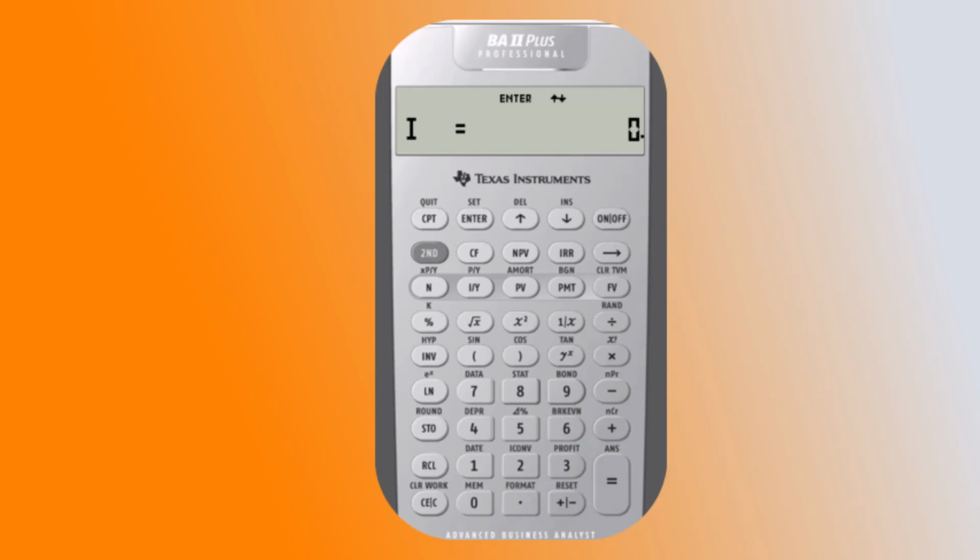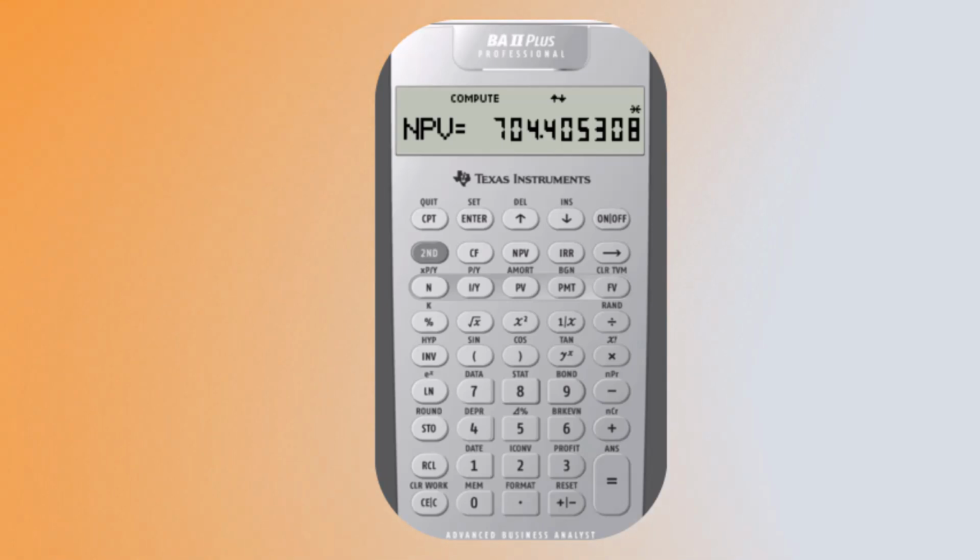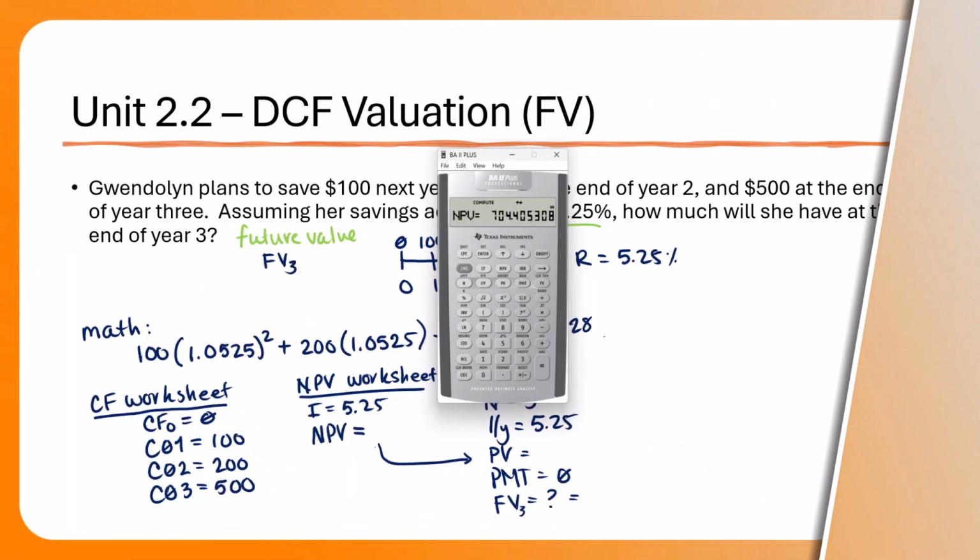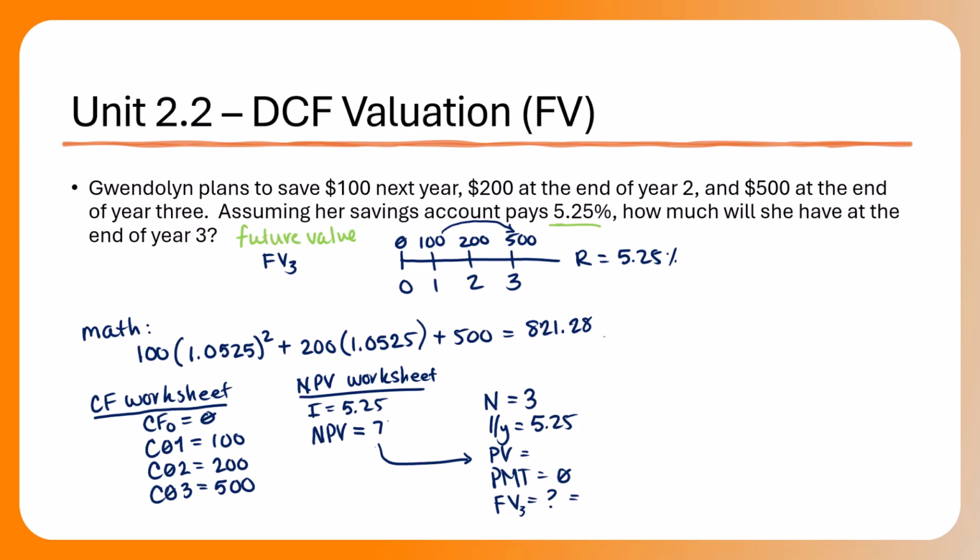We'll go into our NPV. We will type 5.25 for our interest rate. Arrow down to the NPV and compute. The present value of this set of cash flows is $704.40.